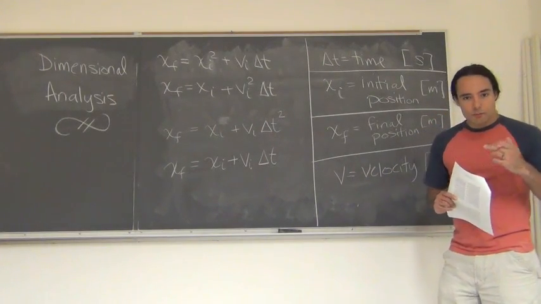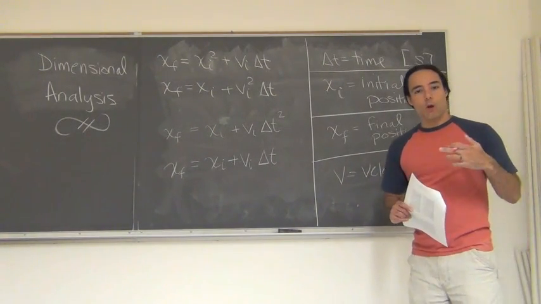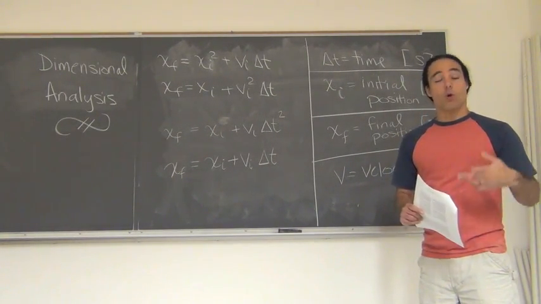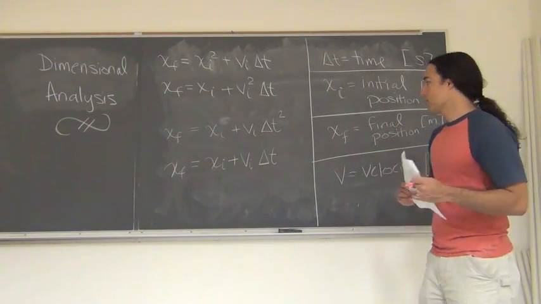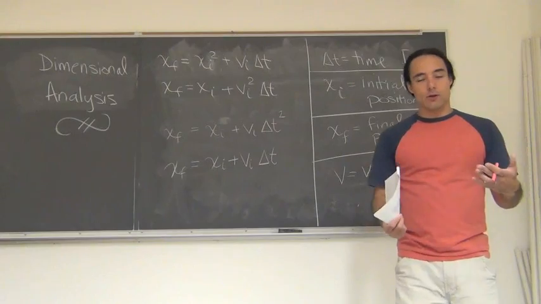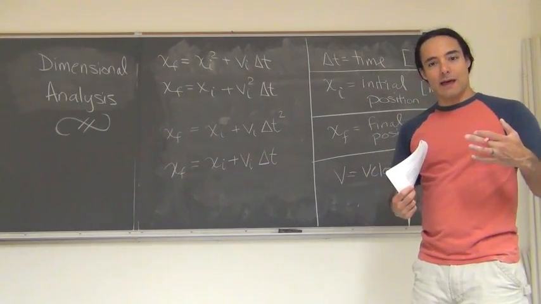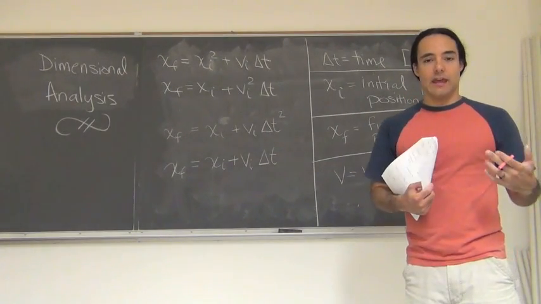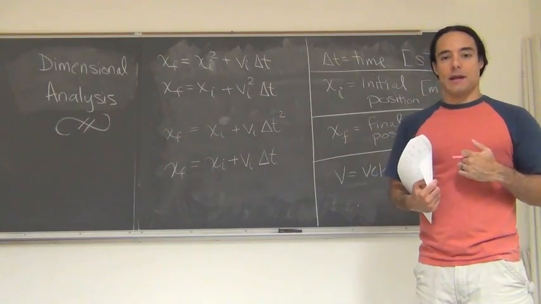We can also use dimensional analysis to figure out whether or not an equation is correct, or at the very least, whether or not it's wrong. So here I have 4 equations. Suppose you're working in your lab group, and each of your lab members comes up with a different equation for the answer. How do you tell which one's right?